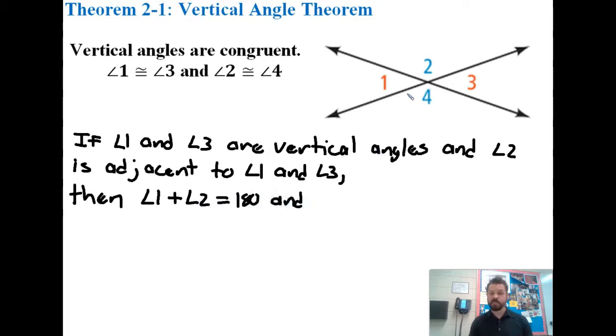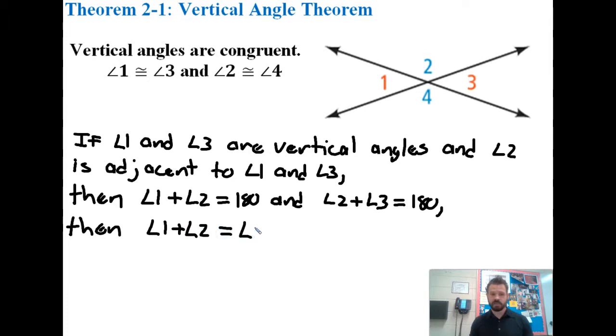And I can do the same thing with angles 2 and 3. We could say angle 2 plus angle 3 equals 180. Okay, then what I can do is some equation trickery here. Since I have two equations that are both equal to 180, I can set those equations equal to each other. I can say that angle 1 plus angle 2 is equal to angle 2 plus angle 3.